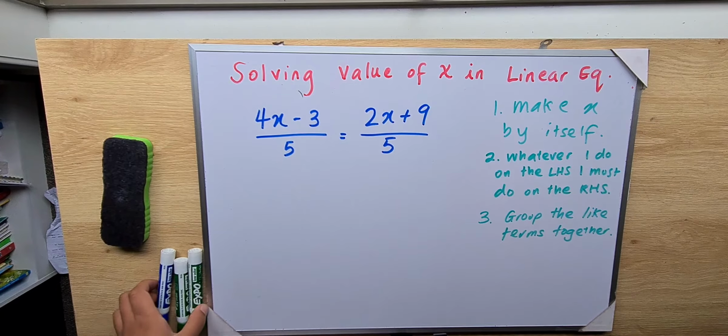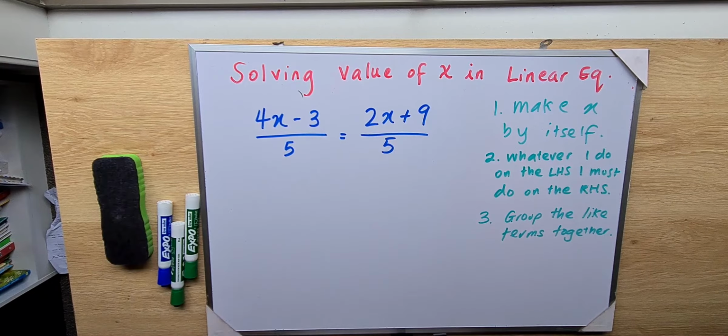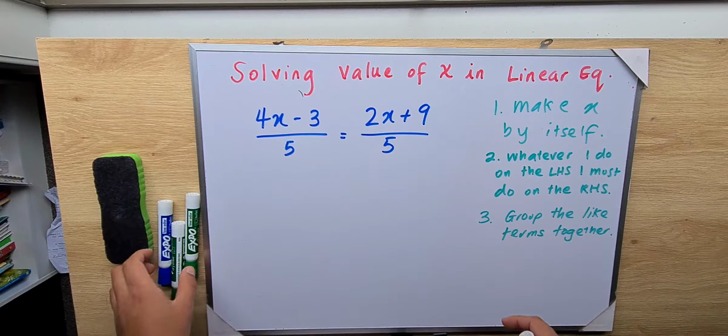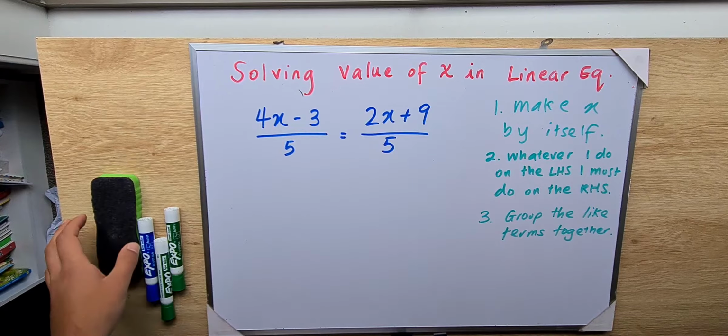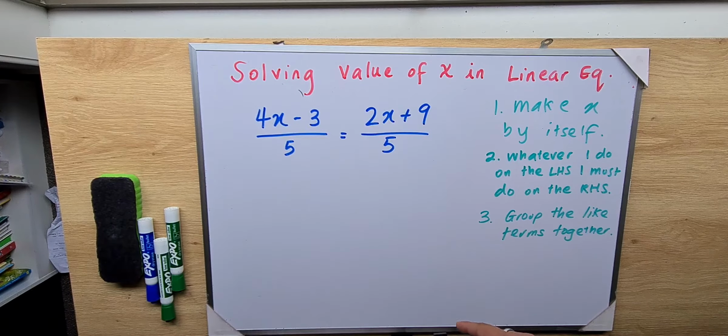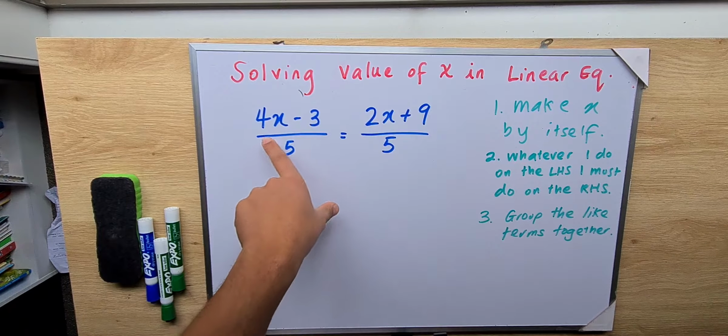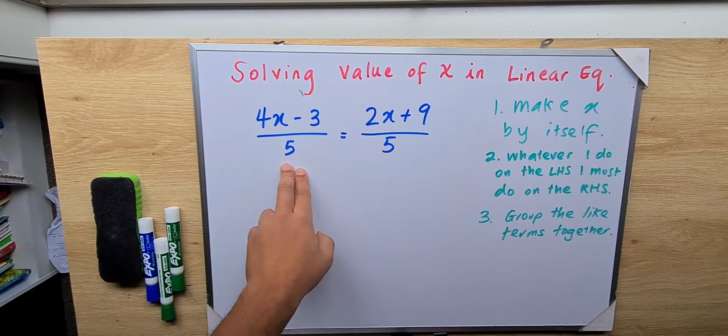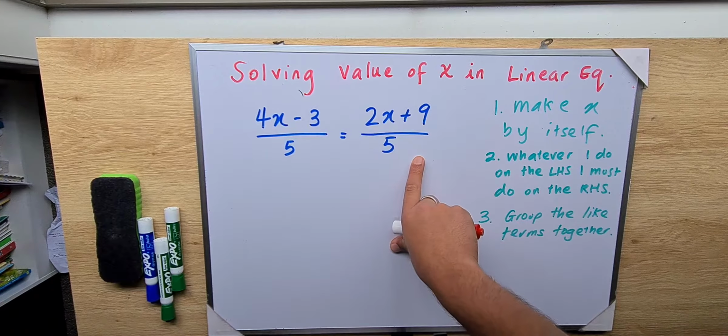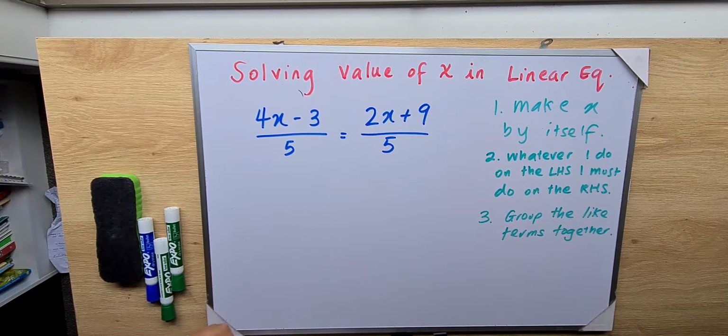In this video, we're going to continue from the last one, where we have unknowns on both sides of the equation. However, now we notice that we're dealing with fractions. We've got one fraction where the numerator is 4x minus 3 and the denominator is 5. And on the other side of the equation, we've got a numerator of 2x plus 9 over 5.